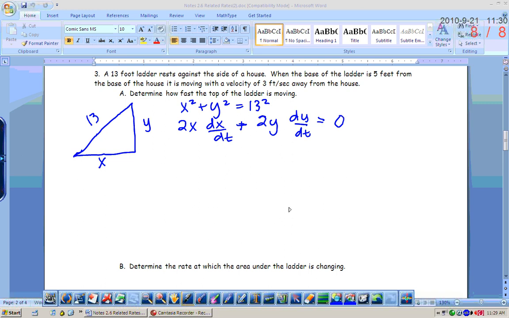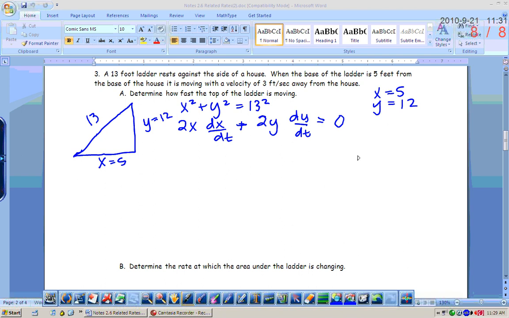All right, let's identify some variables. What's x? 5. And the length of the ladder is 13, so therefore y has to be 12. You can use the Pythagorean theorem, but those of you that recognize that that's a Pythagorean triple, good job.